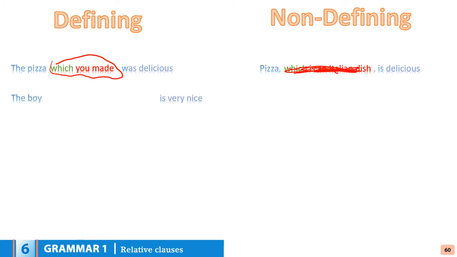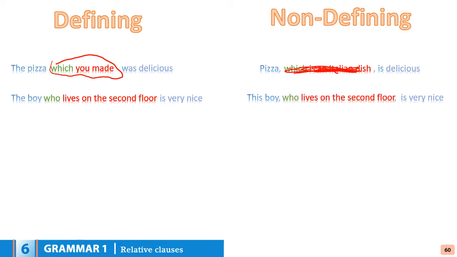The boy is very nice. Oof, I'm in trouble here. I don't know what boy you're talking about. The boy who lives on the second floor. Okay, non-defining. This boy is very nice. Yes, I know, okay? You're pointing at him. This boy who lives on the second floor is very nice. So, you and I know we're talking about this boy, okay? And you're giving extra information with this.